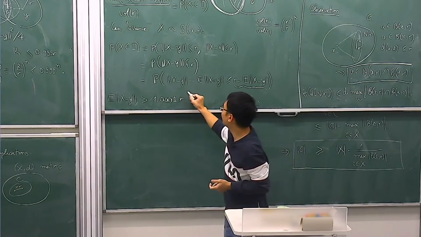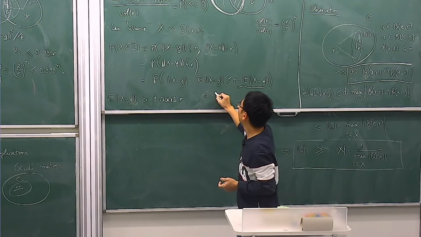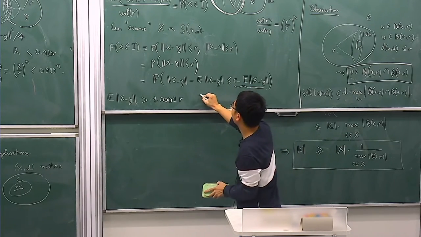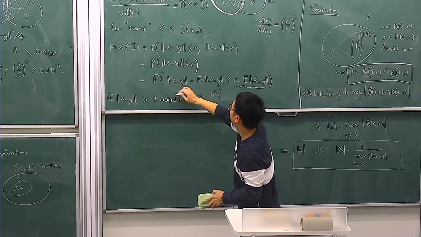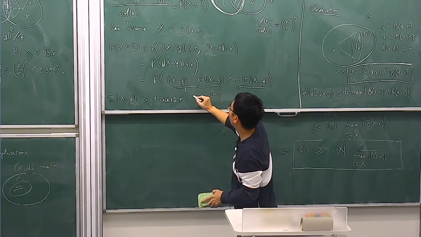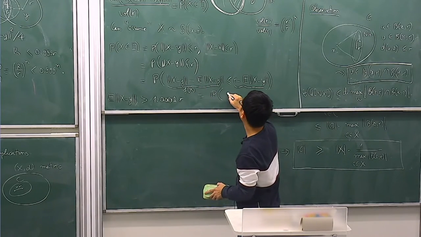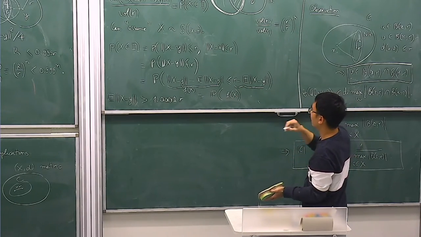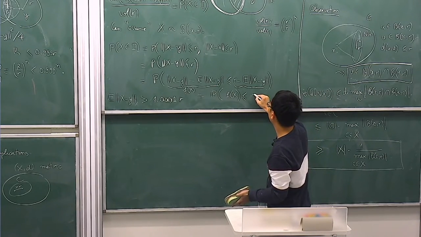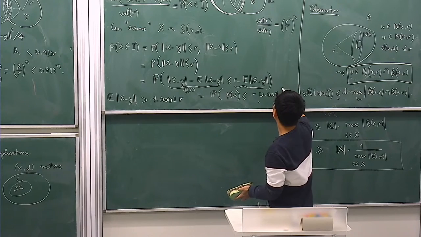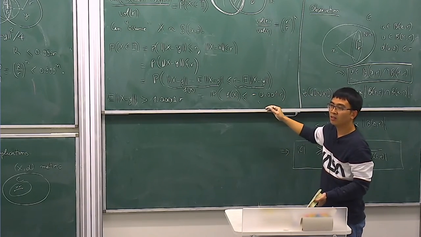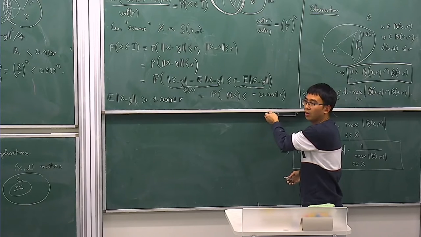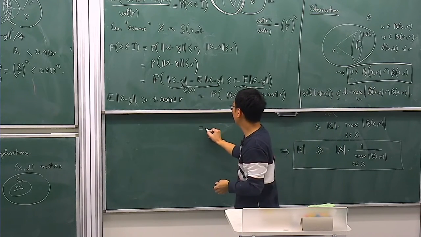So then by concentration, this is exponentially small. Let's say I denote this by f of I. The probability that f is smaller than a negative constant, and the expectation of f is 0. So if the concentration holds, then we expect that this quantity is small. So this is exponentially small.